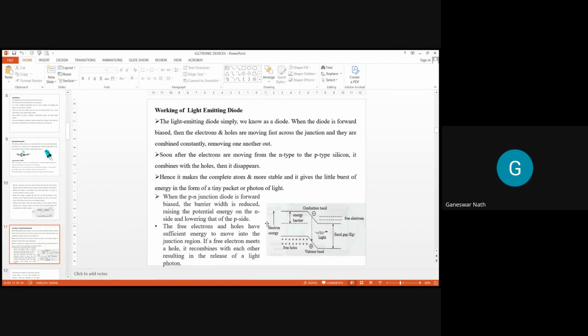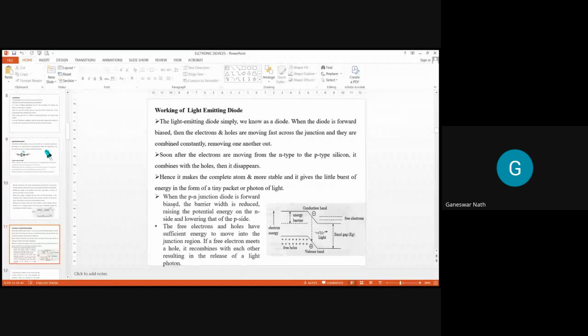Soon after the electron moves from the N type to the P type silicon, it combines with the hole, and then that disappears, and that disappearance is nothing but the appearance of light. So when there is recombination of the free electron and the hole from the valence band, this can produce light. Okay, hence it makes a complete atom and more stable, and it gives a little burst of energy in the form of a tiny packet, or photon, of light.